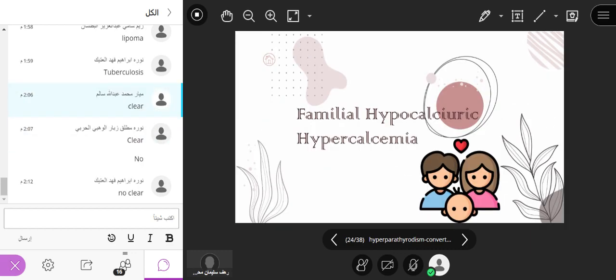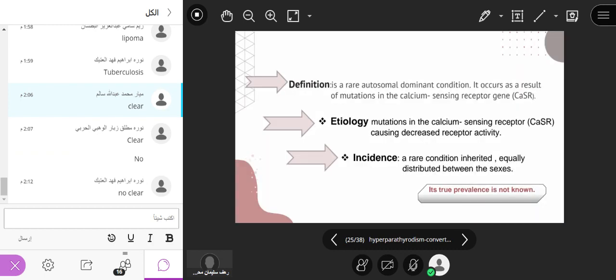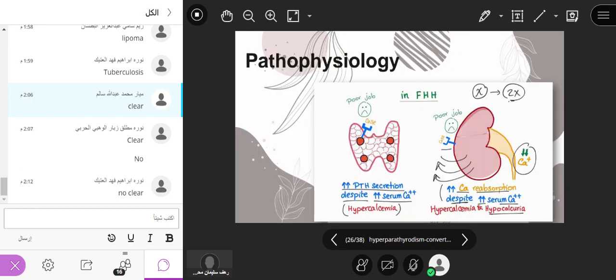Okay. Now I'm going to talk about familial hypocalciuric hypercalcemia. By its name, it's a rare autosomal dominant condition. It occurs as a result of mutation of the calcium-sensing receptor gene, causing decreased receptor activity. Its incidence is rare and equally distributed between sexes. It doesn't have any true prevalence for now.